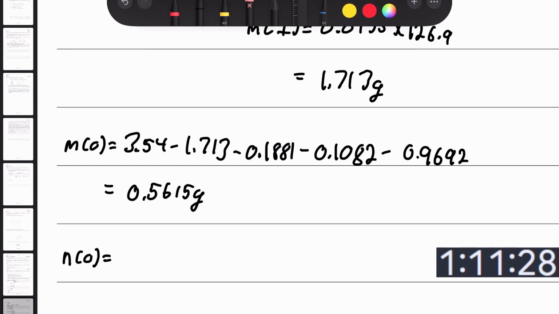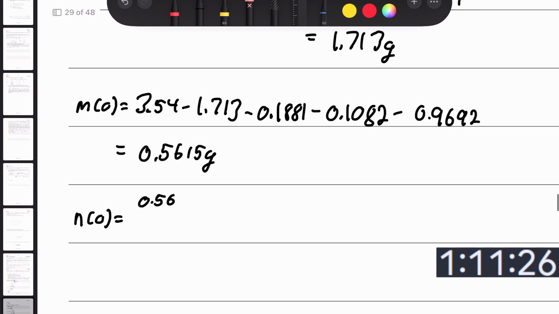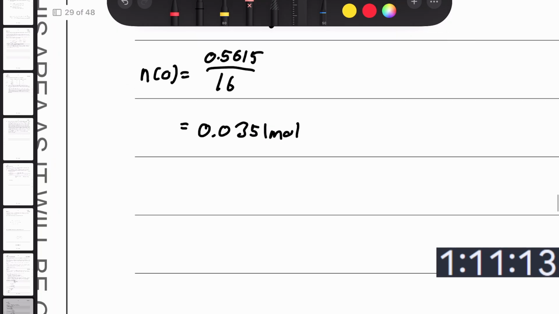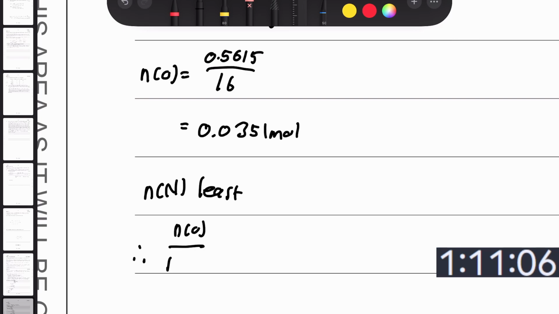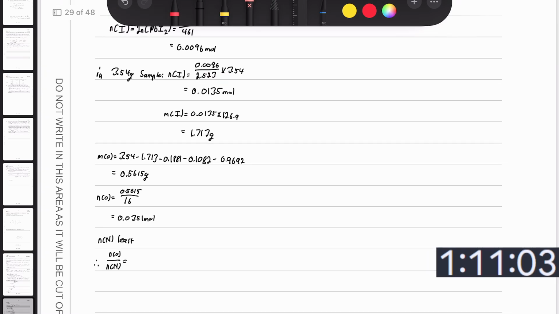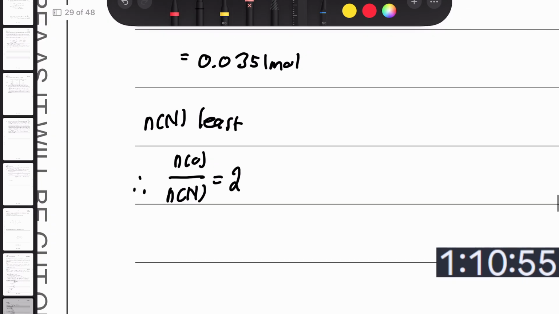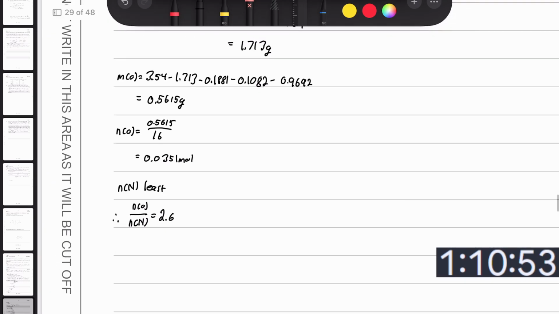So my number of oxygen is going to be equal to 0.5615 all over 16. It's going to be 0.0351 moles. So then therefore my number of oxygen over number of nitrogen is going to be equal to 0.0351 divided by 0.0134. Ooh, this is not looking good.